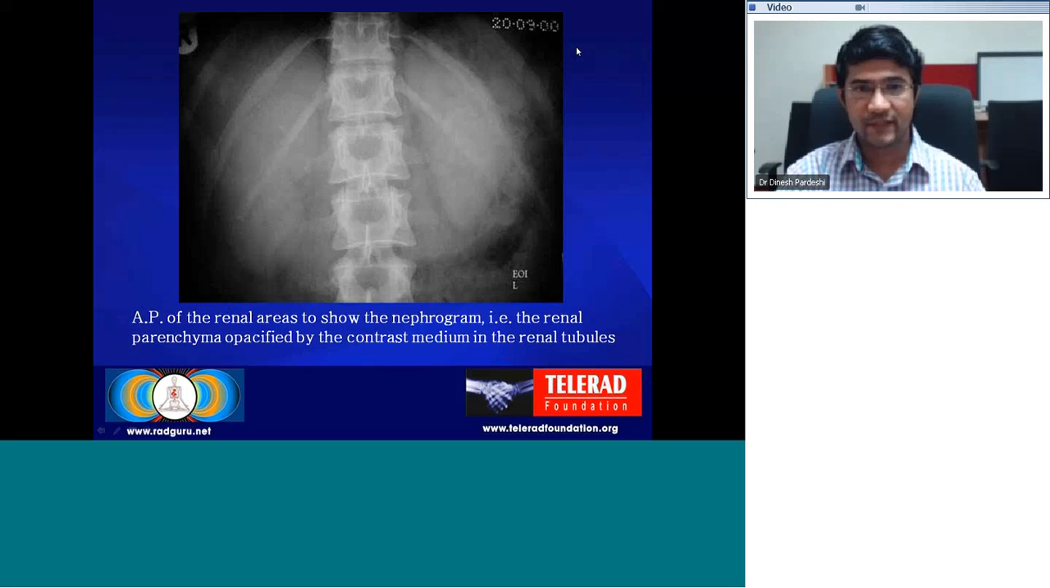For example, this is the film which is taken immediately after injection of the contrast. This is a 1 minute film.